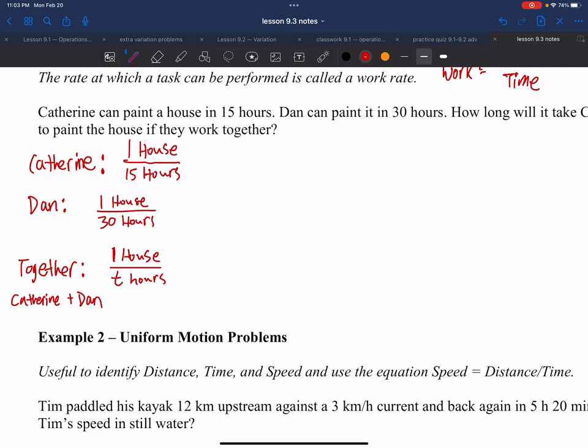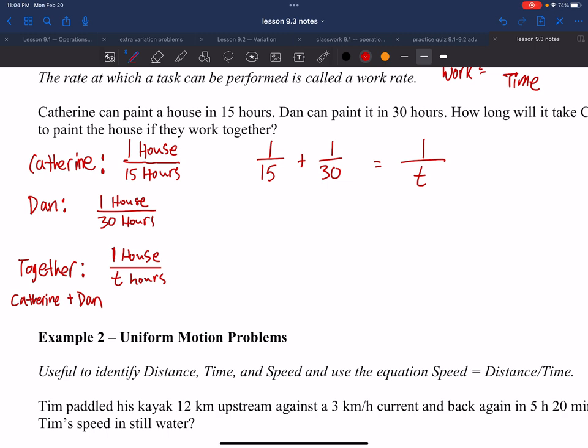So together, they paint one house in t hours. So you see, one house in t hours equals a combined rate of Catherine painting one house in 15 hours plus Dan painting one house in 30 hours. That's your equation. That's it. And that's actually a pretty simple rational equation. The math isn't quite crazy here.